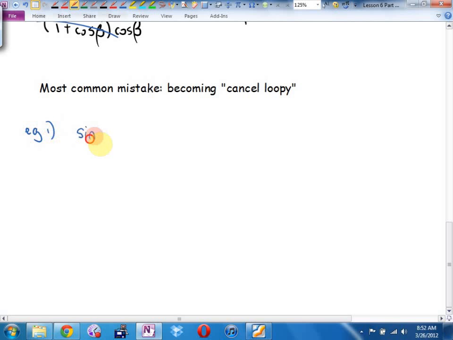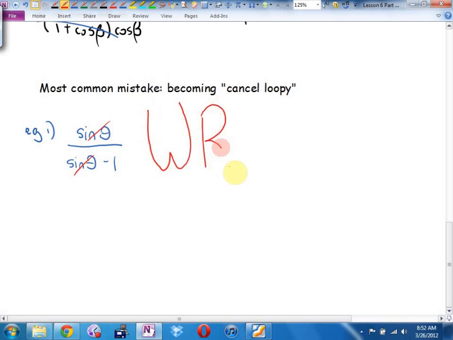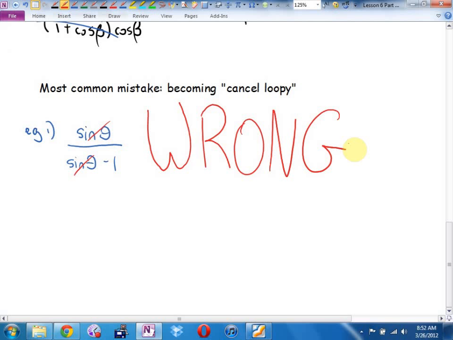You'll see something like this. And oh, Spencer, you will be tempted. Your heart will yearn. You will want to go like this. Wrong! You can't do that. Those are not algebraically equivalent. They are not.